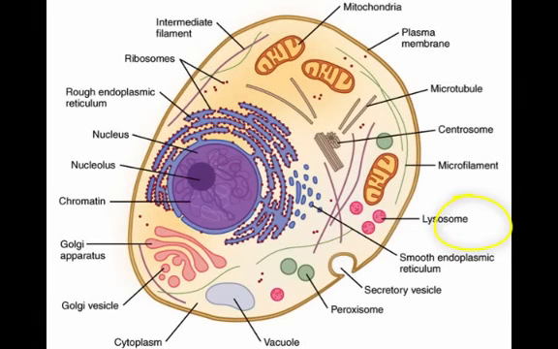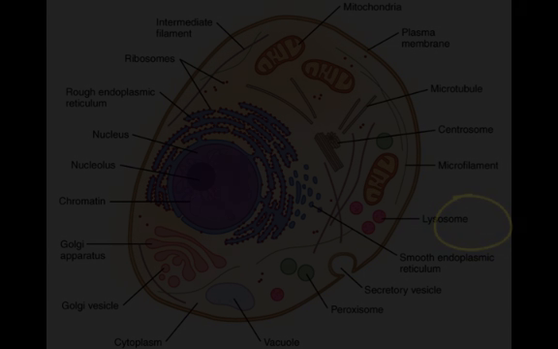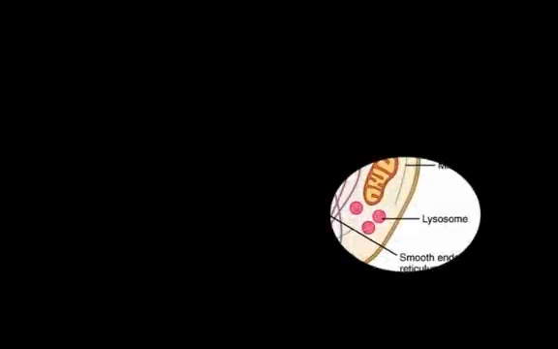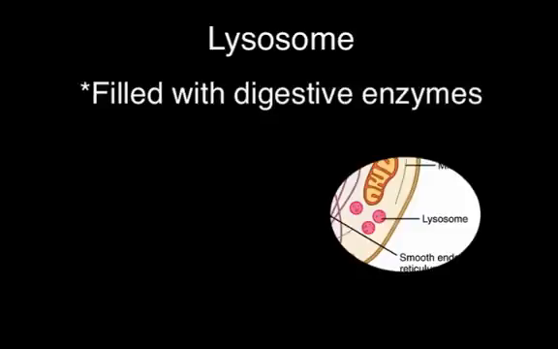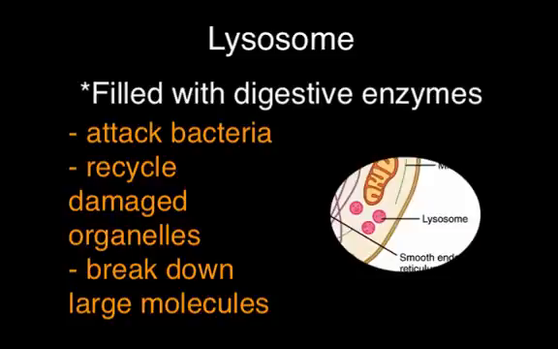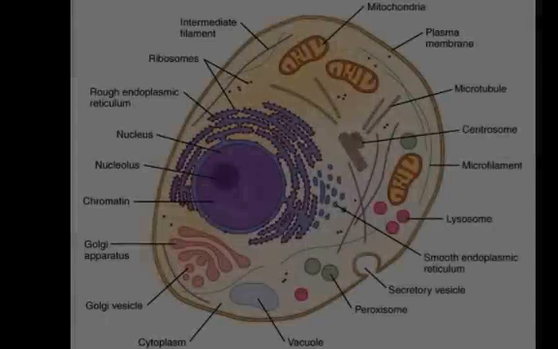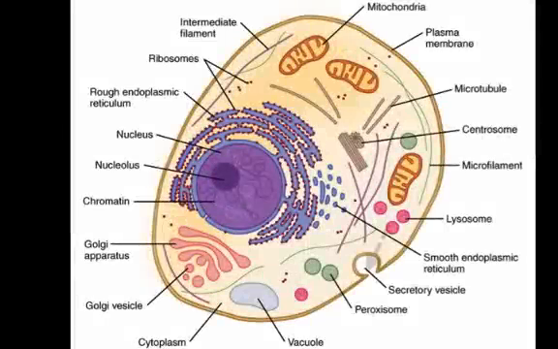The lysosome's job is to clean up the inside of the cells. The lysosome is a membrane-covered vesicle that came from the Golgi apparatus. It is filled with digestive enzymes. These lysosomes can attack bacteria, recycle damaged organelles, and break down large molecules. Once these lysosomes digest these things, they will eject them from the cell through exocytosis.